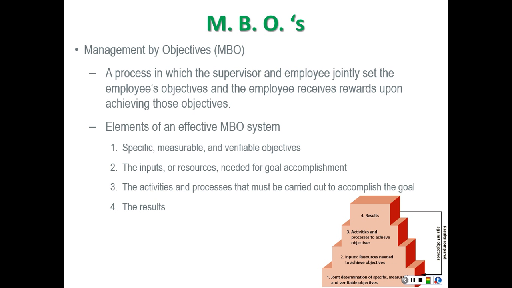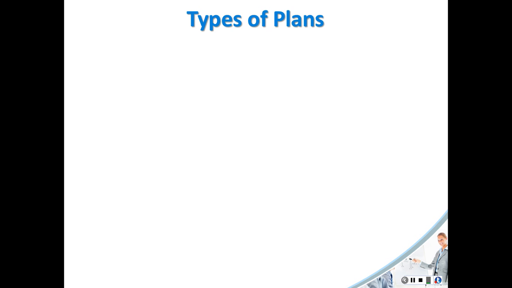The elements of a good MBO system are specific, measurable, and verifiable objectives. To do this by then, by this much. And so at that time, when the time comes, you should be able to look at it and go, yes, they did gain this much by this certain time. Perfect. The inputs and resources that are needed for the goal accomplishment. It should state pretty much the activities and processes that have to be carried out to accomplish the goal. And then, needless to say, it needs to show the results.